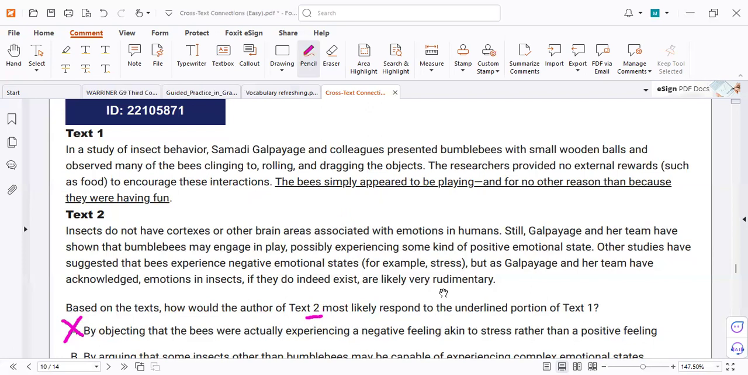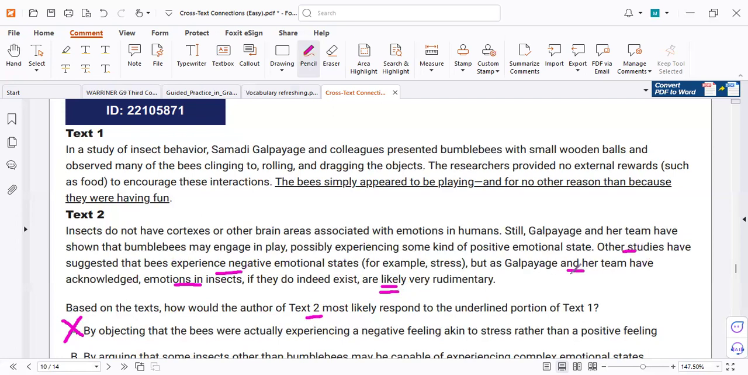The correct answer is D, by noting that if the bees were truly playing, they may have experienced positive feelings. He said here that other studies have suggested that bees experience negative emotional states, but as the researcher and her team have acknowledged, emotions in insects, if they do indeed exist, are possible. So he said other studies mentioned it's negative.